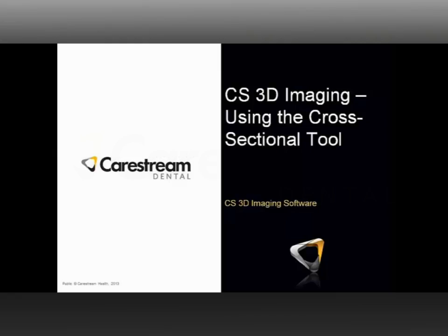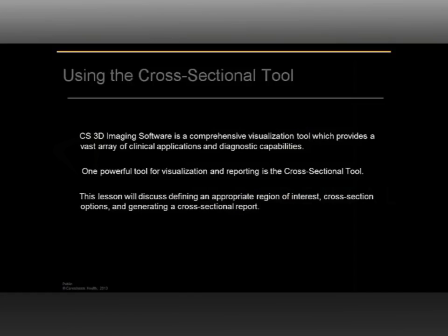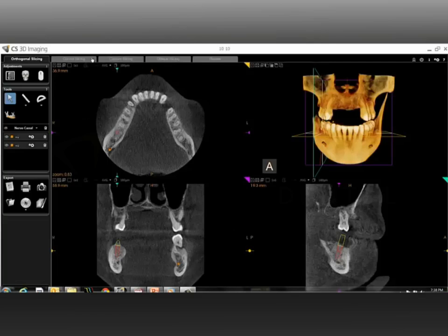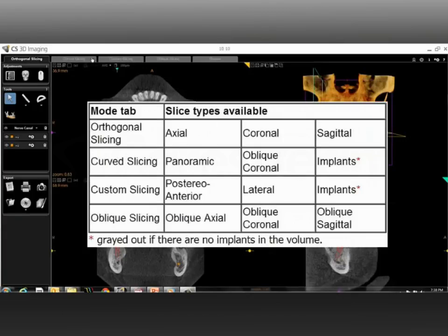In this lesson, we will look at generating cross-sectional reports from a CBCT scan. This can be a valuable tool in which a series of cross-sectional slices may be generated through a selected region of interest. To begin, we must decide which type of cross-section we would like to create. The options vary depending on which Mode tab is selected.